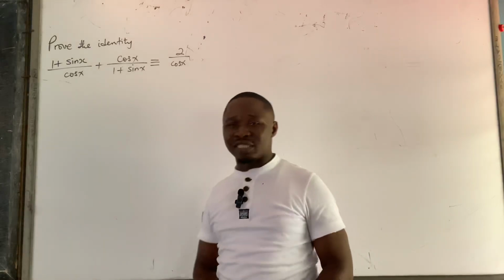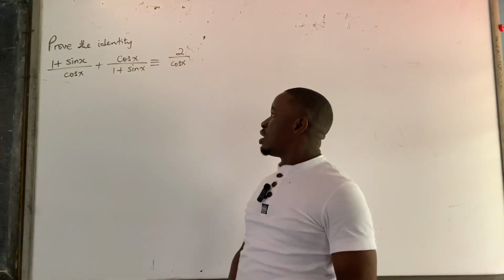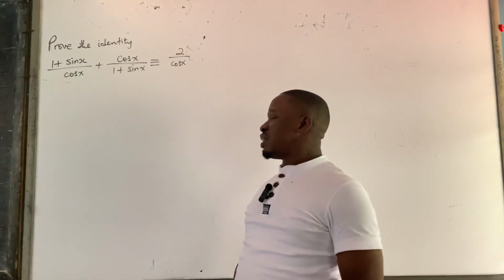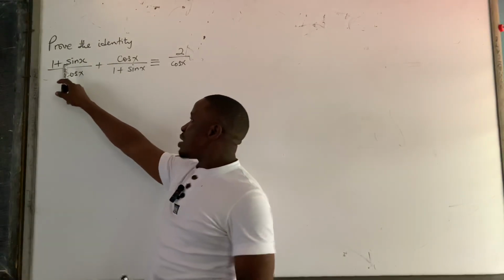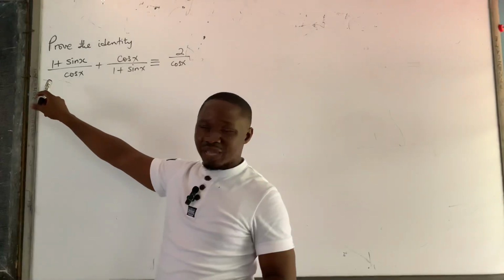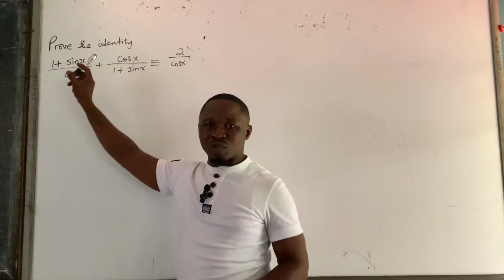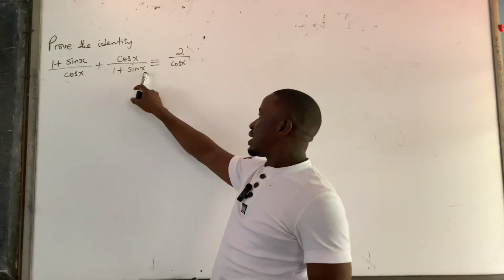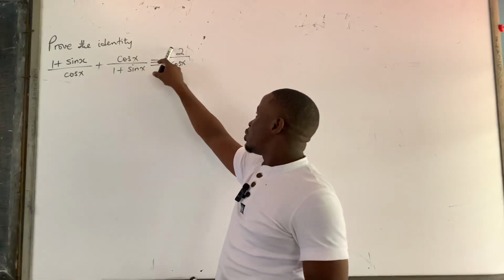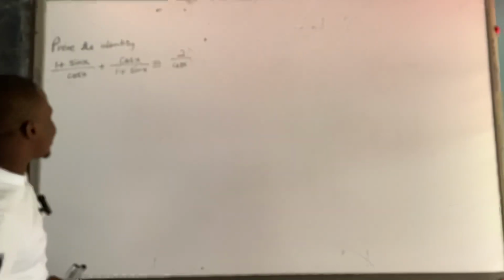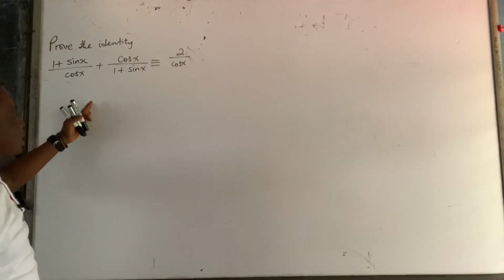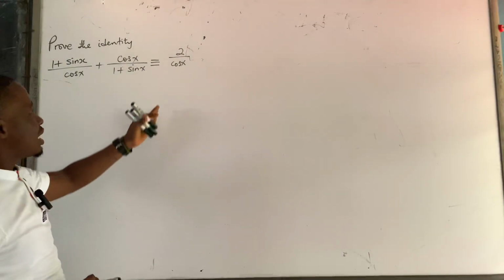We have an identity on the board that we want to prove here. The question says, prove the identity (1 + sin x)/cos x + cos x/(1 + sin x) is identical to 2/cos x. Mathematically, this is saying that the left-hand side is just the same as the right-hand side.